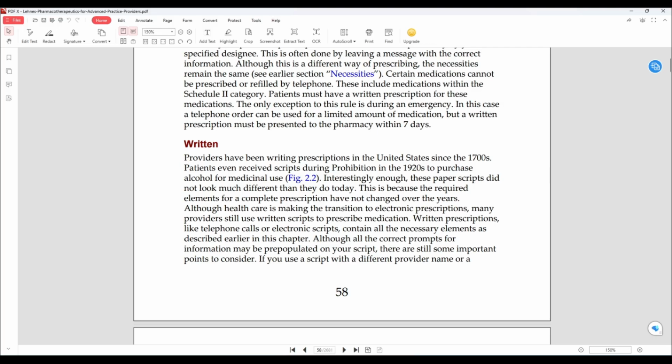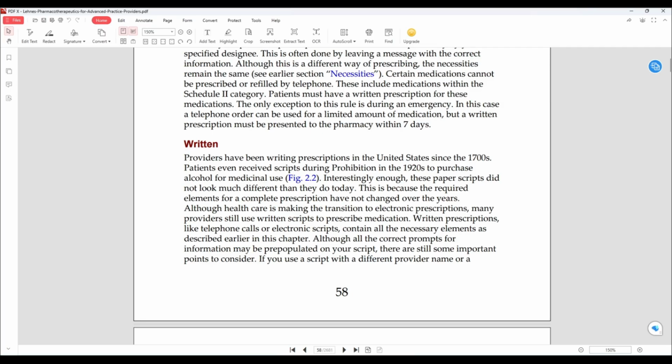Although healthcare is making the transition to electronic prescriptions, many providers still use written scripts to prescribe medications. Written prescriptions, like telephone calls or electronic scripts, contain all the necessary elements as described earlier in this chapter. Although all the correct prompts for information may be pre-populated on your script, there are still some important points to consider.